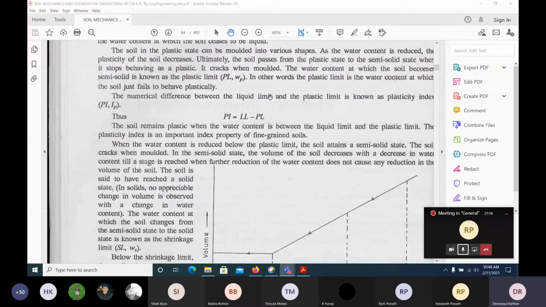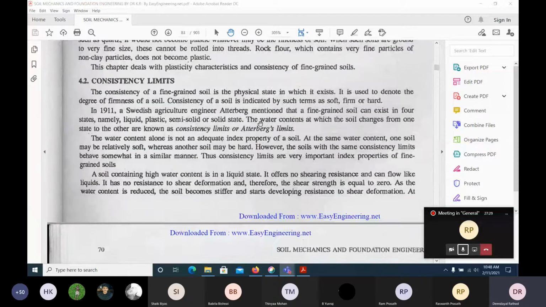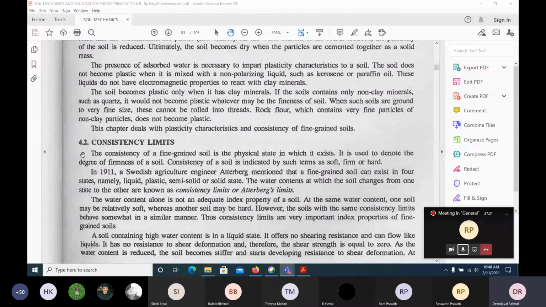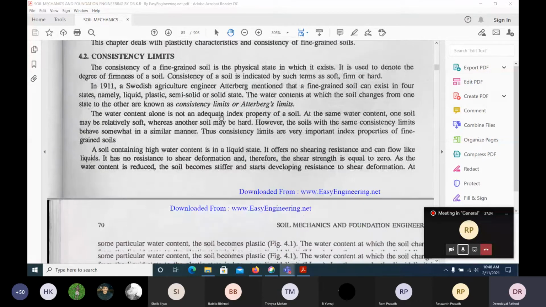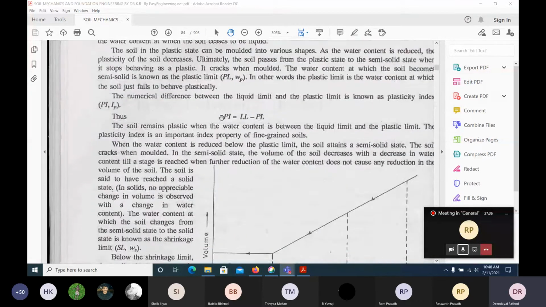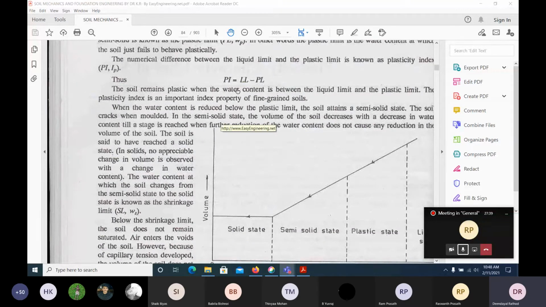Now, one more definition I will show. Plasticity index, PI, is the difference between the liquid limit and plastic limit. Where we generally use this plasticity index, we will see slowly. You just look at the different definitions. Hope you understood. Consistency limits are liquid limit, plastic limit, shrinkage limit, and the plasticity index is liquid limit minus plastic limit.